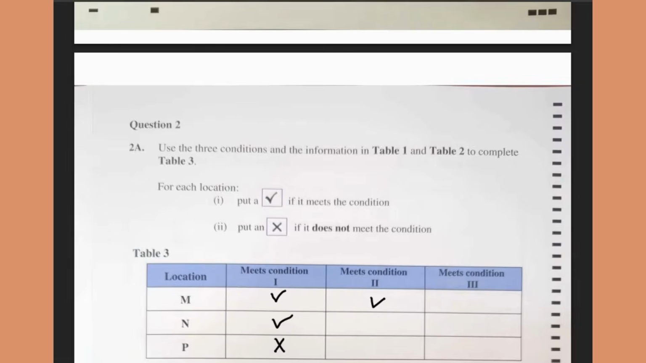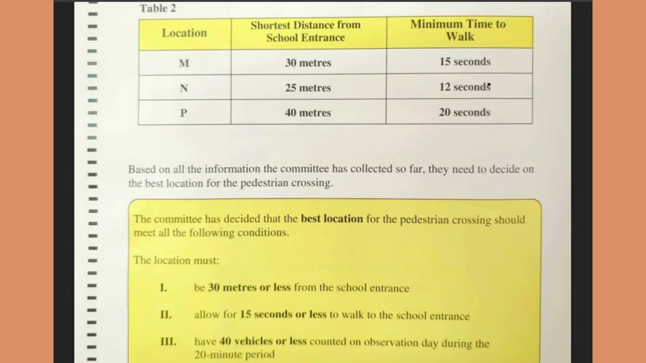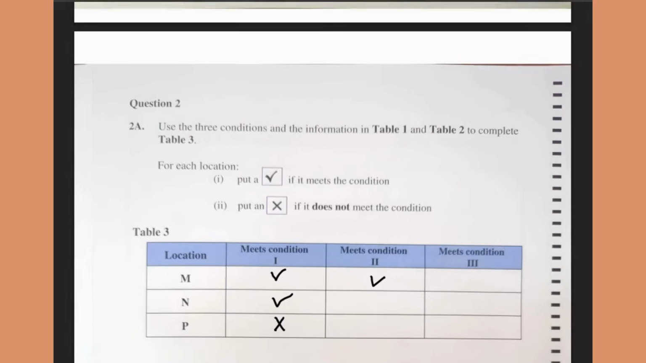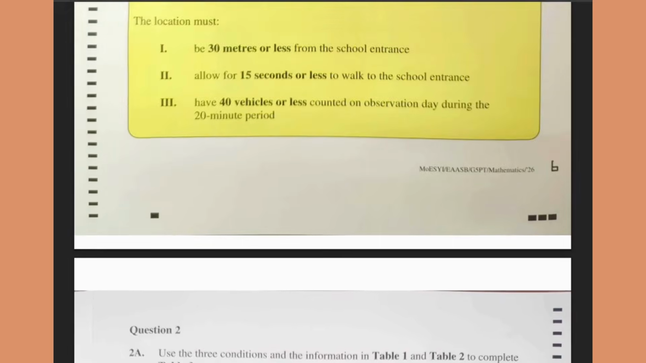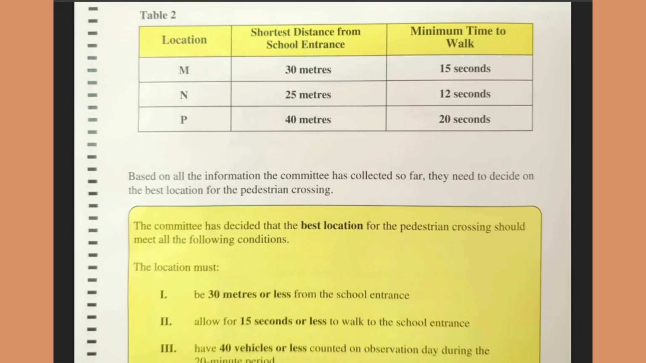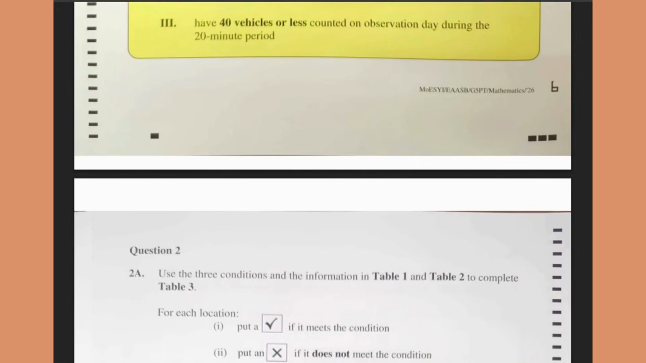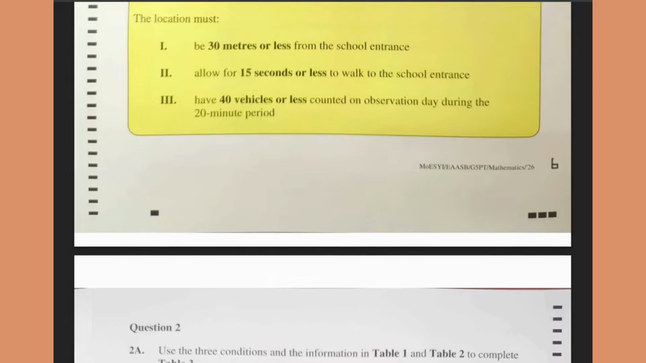Location N. Let's see if it met the criteria. 12 seconds, yes, that's 15 seconds or less. And location P is 20 seconds, so it does not meet that criteria or condition. Let us look at condition 3 now.